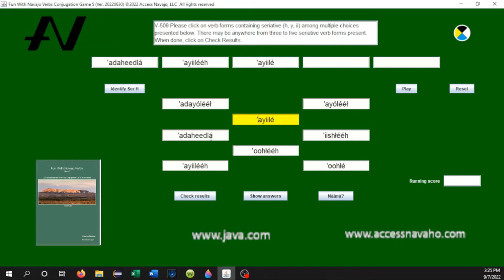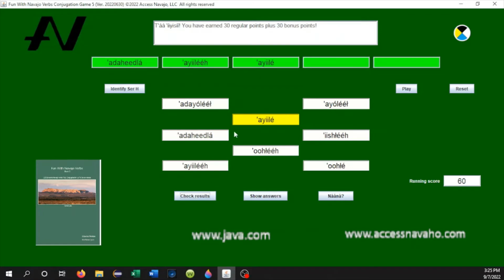So what we do, once we think we found the 3, 4, or 5 correct answers, is we click on Check Results. And if the box comes up green, it means you got it right. So green, green, green, the 3 forms we needed to find are all there. The 2 blank boxes that are green mean that there was no answer to put in there. That box should have been left blank, and you did.